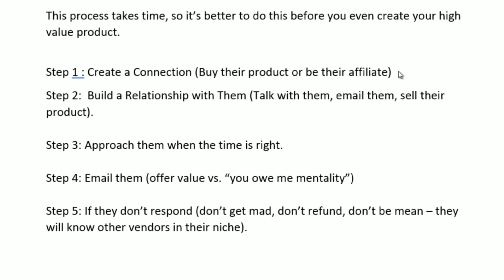So step 5, don't get mad, don't refund, don't be mean or anything, because highly likely if they're an authority in their niche, they are more likely to know other vendors. So if you get mad at them, they're going to tell their friends, or it might just come up in conversation. And if that's the case, then it's going to be hard to break into that niche. Does that make sense? So that's the process. Very simple, very easy to do. As far as figuring out what you should email them, just respond as you would talk to a friend, and go from there.